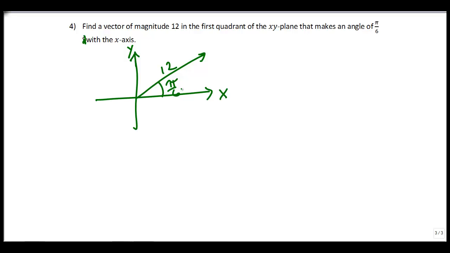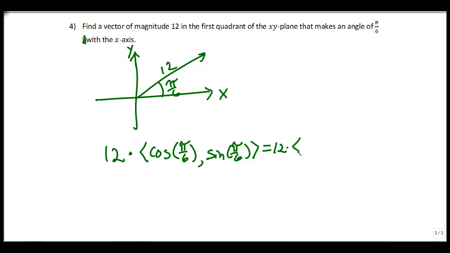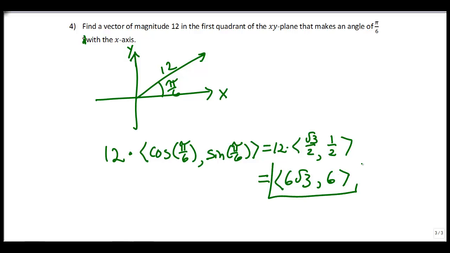So what I'm going to do, first of all, is take magnitude 12, and then multiply by a unit vector with this angle being pi over 6, and that's going to be cosine pi over 6, comma, sine pi over 6. So I get 12 times cosine pi over 6, which is square root 3 over 2. Sine pi over 6 is 1/2. And you distribute the 12. 12 divided by 2 is going to be 6, so you'll get 6 square root of 3, comma, 6. So this should be your answer here.